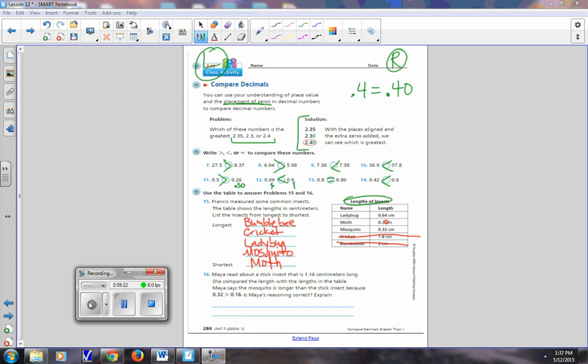The reasoning. No, she's not correct. Why? Because she forgot about our whole number, right? There's 1 whole centimeter and 16 hundredths, not just 32 hundredths like the mosquito. So that's why she's off. That's all I got. We're going to talk some more about this tomorrow.